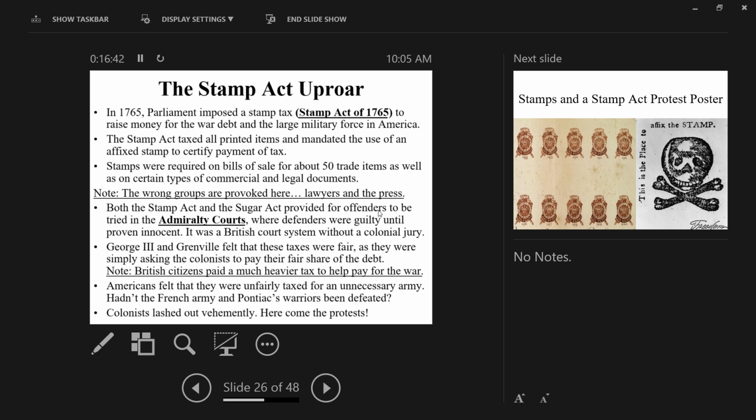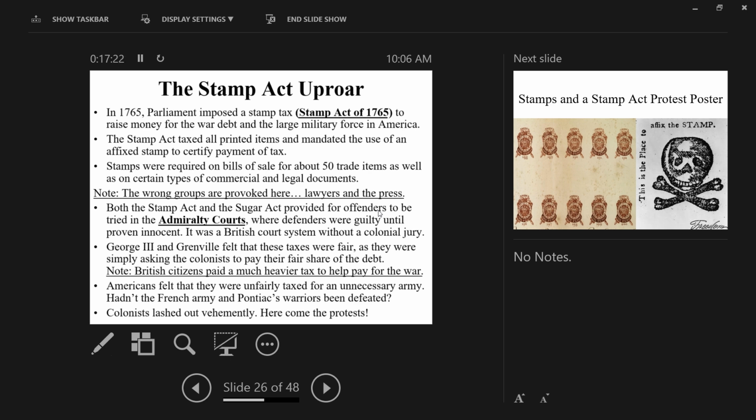Both the Stamp Act and the Sugar Act provided for offenders to be tried in what were called admiralty courts. Admiralty courts seem like not a big deal to us, but they were tremendously offensive to the colonists, because what did the colonists in their own courts use that we still use today to determine a jury? In the admiralty court, it was like you were guilty until proven innocent, because there was no jury and there was no colonial jury. It was a sentence handed down by a judge.